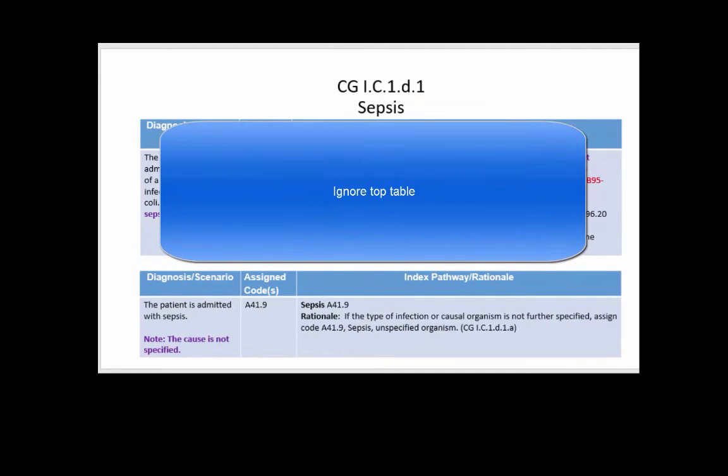And here are some guidelines regarding sepsis. If the patient had been admitted with sepsis and the doctor did not identify a cause, then we can use the A41.9 code, which the guideline also tells us. If the type of infection is not further specified, you're going to assign code A41.9 for sepsis, unspecified organism. Of course, there may be times when you first code a chart with an undetermined organism, and then later in the hospital stay, you find out what the organism is. Then you're going to delete the sepsis code and add the more specific code.